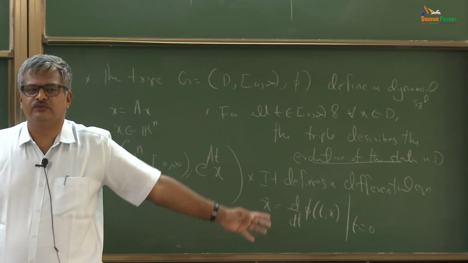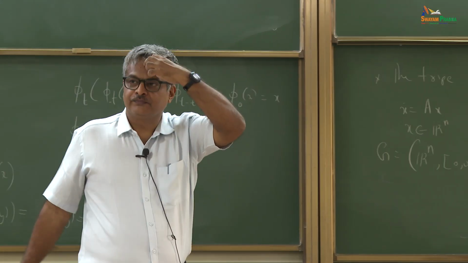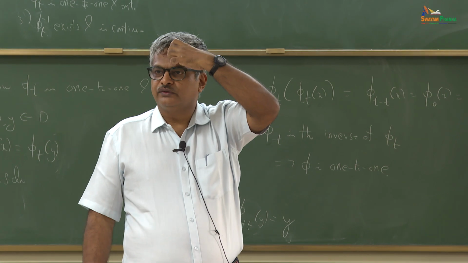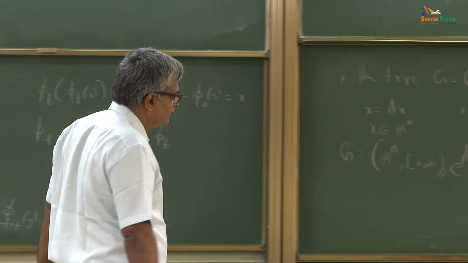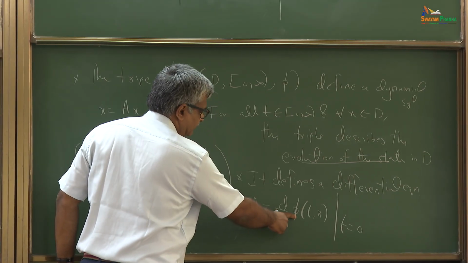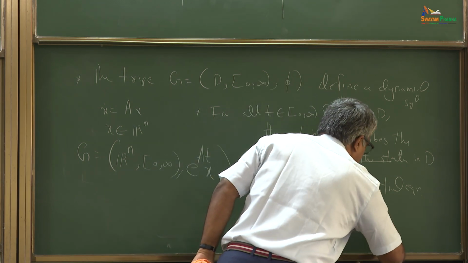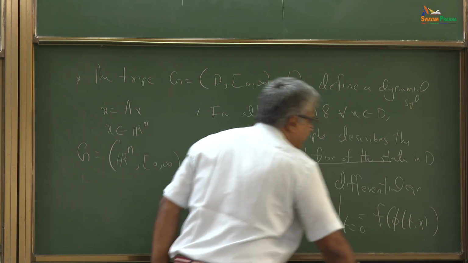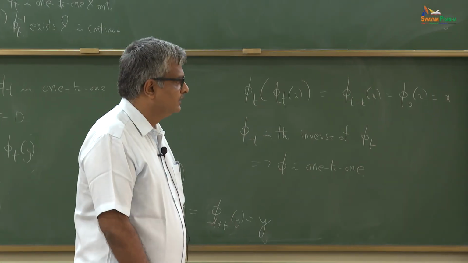But what did we assume? We assumed only continuity in t. So we require differentiability in t. Yeah, we have to be a little careful here. Okay. Anyway, we'll see that. So this is called my vector field F. Okay.